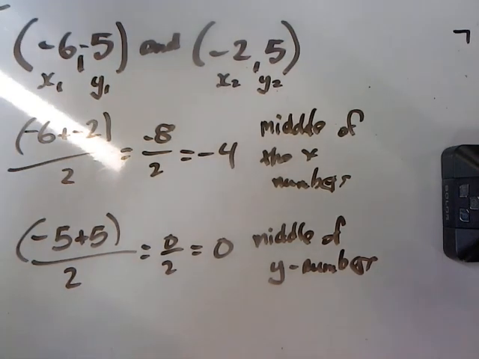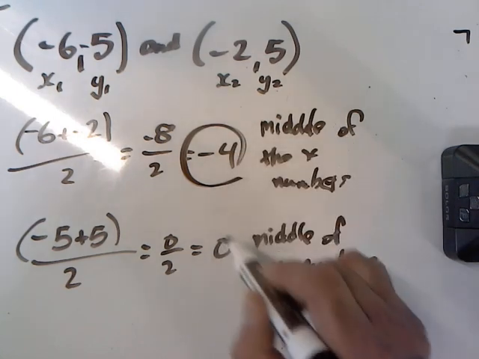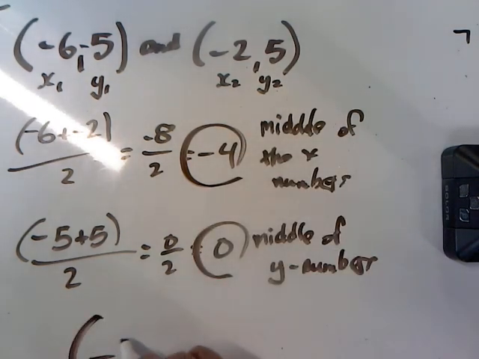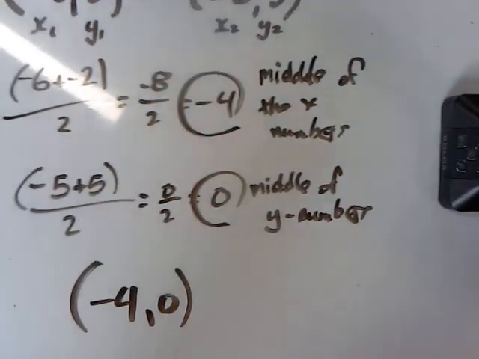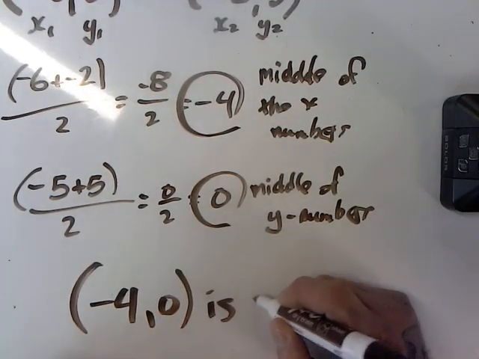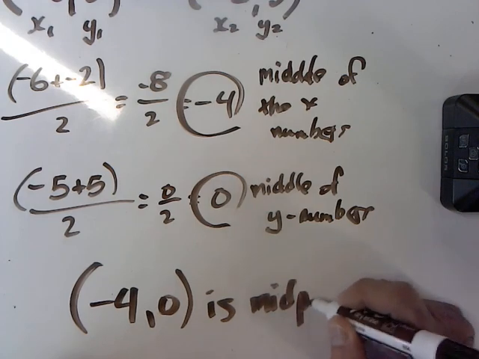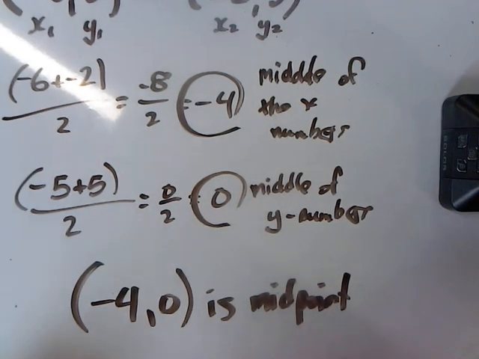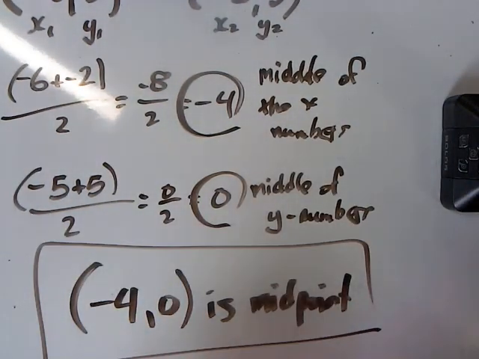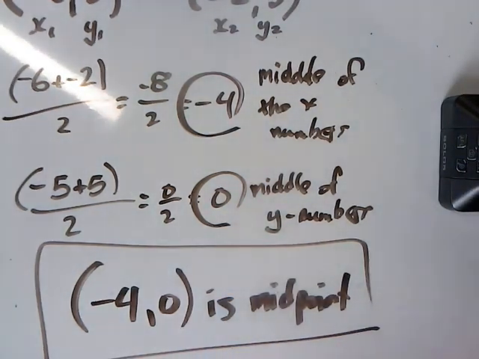Now we just put them together. We have a negative 4 and a 0. That becomes negative 4, 0. So that negative 4, 0 is the midpoint. All right? So that is how we find the midpoint between 2 points.